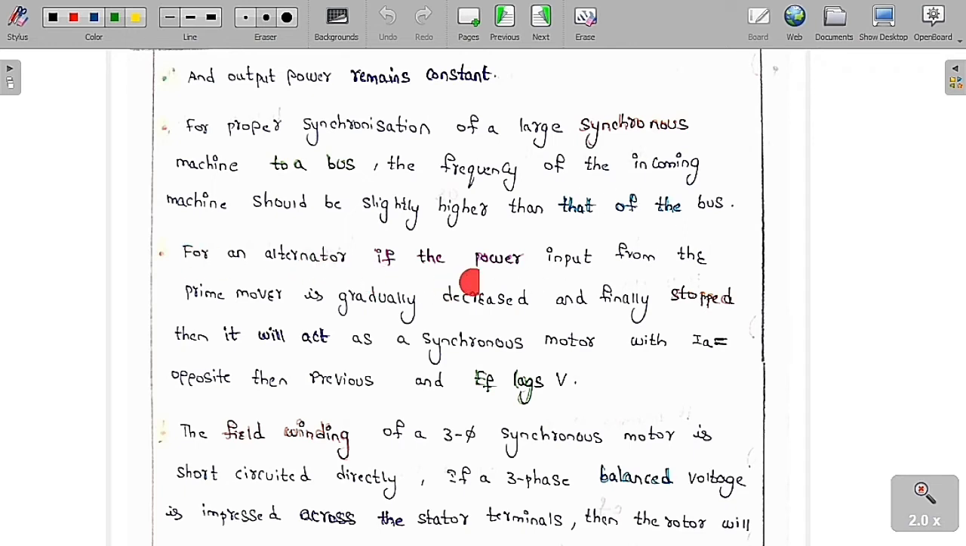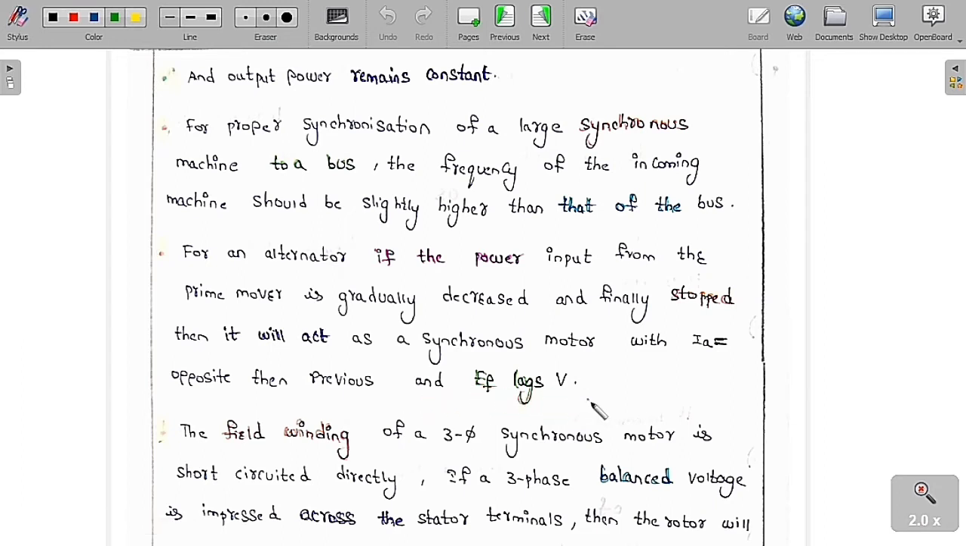For an alternator, if the power input from the prime mover is gradually decreased and finally stopped, then it will act as a synchronous motor with IA opposite to the previous one, and EF will lag V. So listen carefully: it is going to act like a synchronous motor with IA in the opposite direction, and EF is going to lag the V.